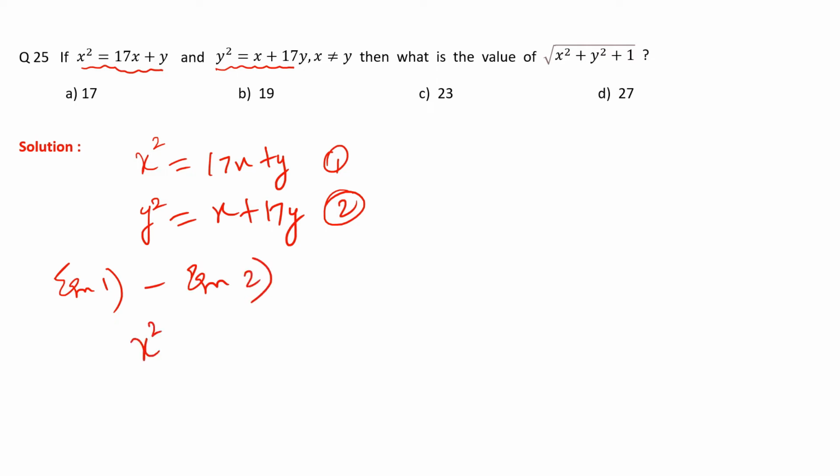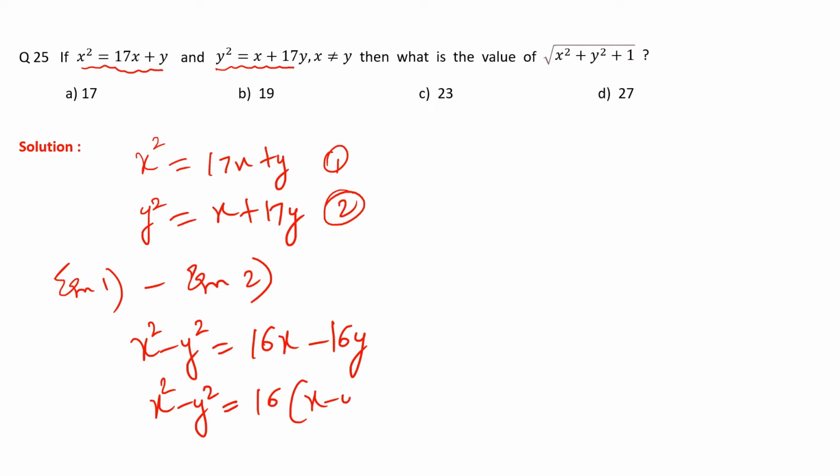So what do I get? I will be getting x square minus y square equal to 16x minus 16y, right? That becomes x square minus y square equal to 16 common, and inside the bracket it is x minus y. We are given that x is not equal to y, so that means I can easily cancel out x minus y on both the sides, because x square minus y square can be written as x plus y into x minus y. Fine. So when we cancel x minus y on both the sides, we will be getting x plus y equal to 16.